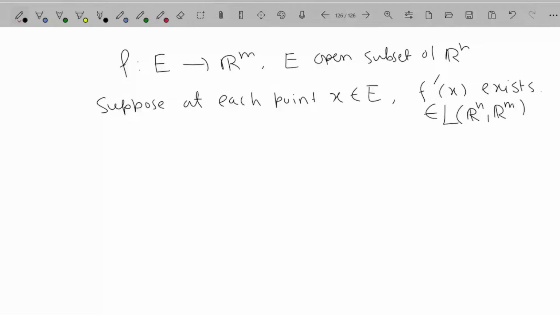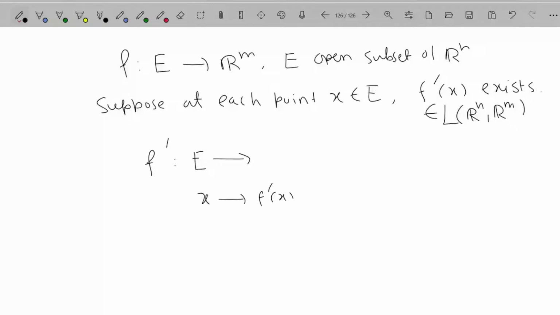So suppose for each x your derivative exists, then we have a new mapping f dash from E to where? The derivative is a function, like if f of x equals sin x, then f dash x is cos x. So f dash is now a mapping from E to what? What is the value? It takes x to f dash x. This is the mapping.